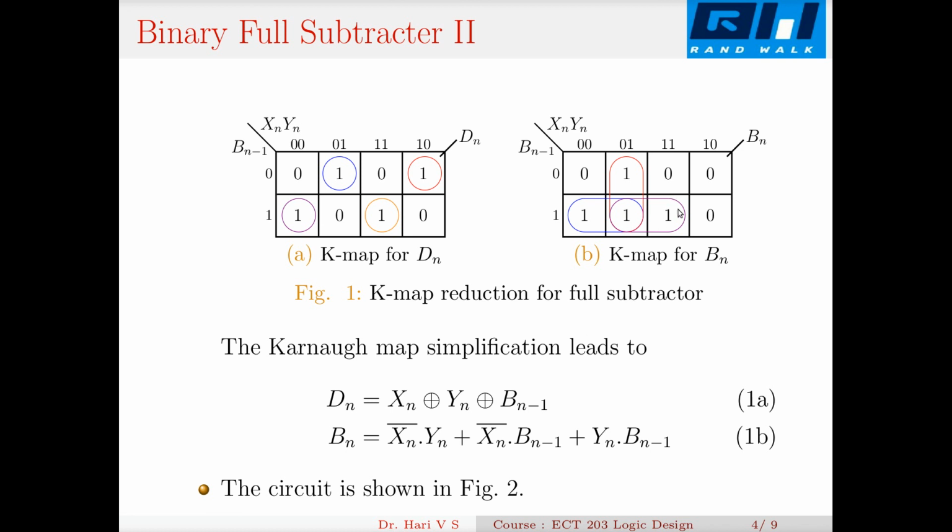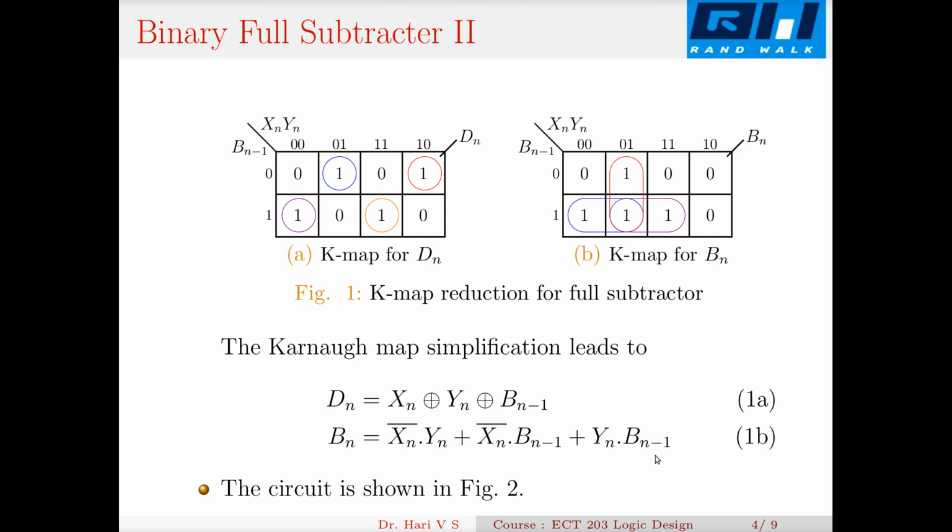Now I come to the violet oval. You can see that it's a function of Bn minus 1. Here what does not change is yn. It is yn and Bn minus 1. So equation 1b gives you the equation for Bn, that is xn bar yn or xn bar Bn minus 1 or yn and Bn minus 1.